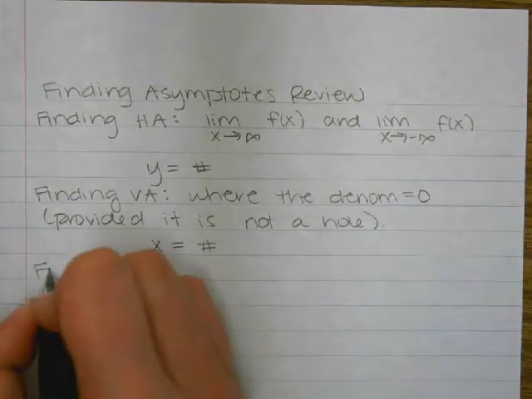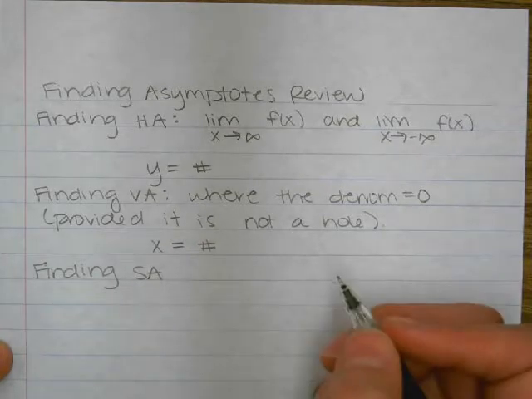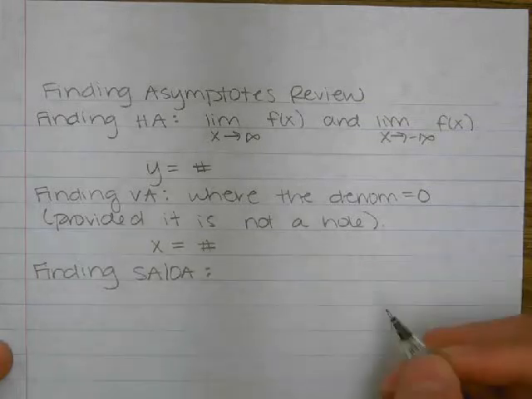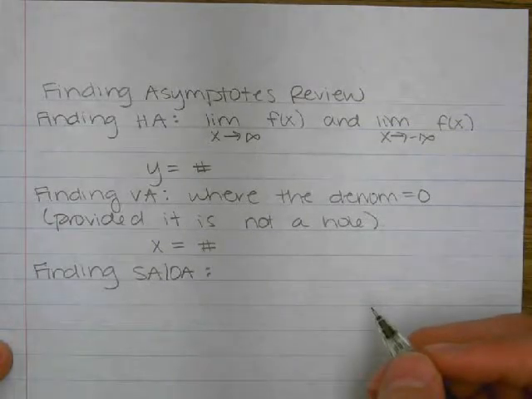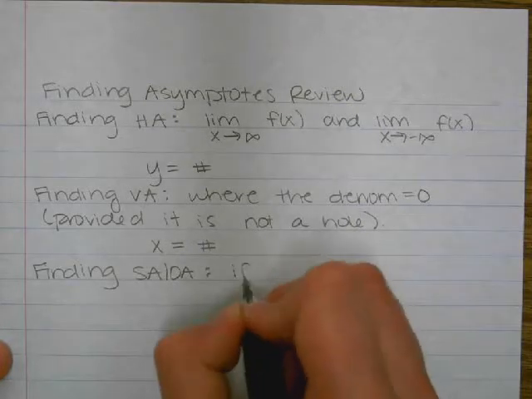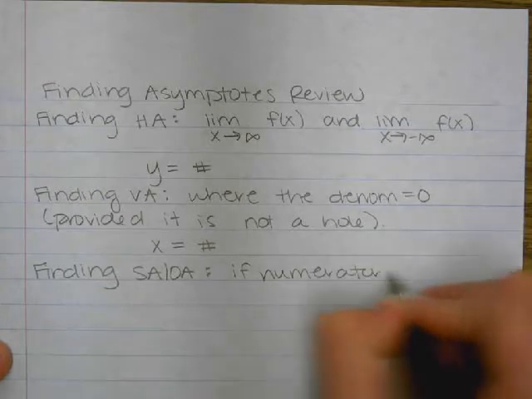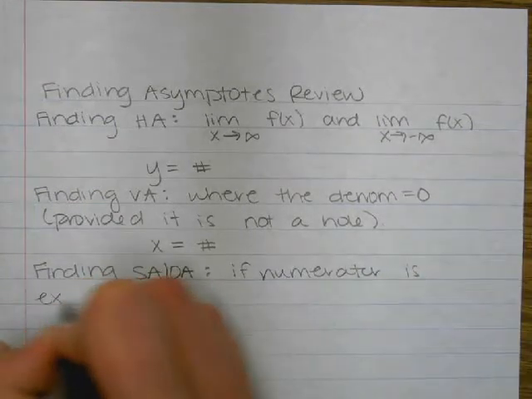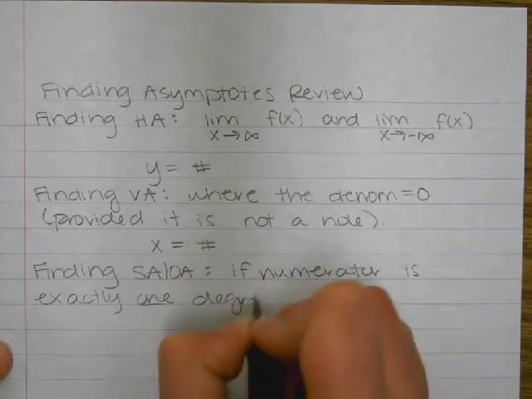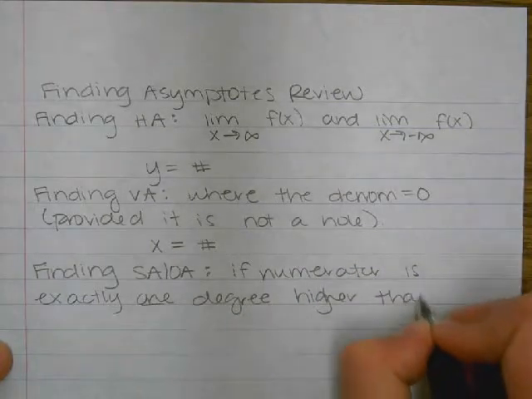And then last is finding a slant asymptote, and some schools call these slant asymptotes, some schools call these oblique asymptotes. So whichever you have heard based on your teachers in the past. There is a slant asymptote or an oblique asymptote if the numerator is exactly 1 degree higher than the denominator.